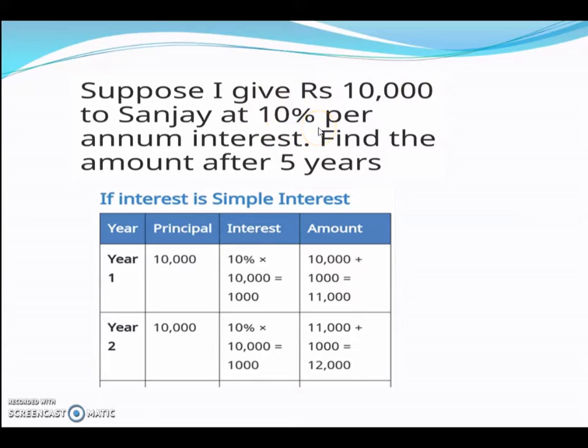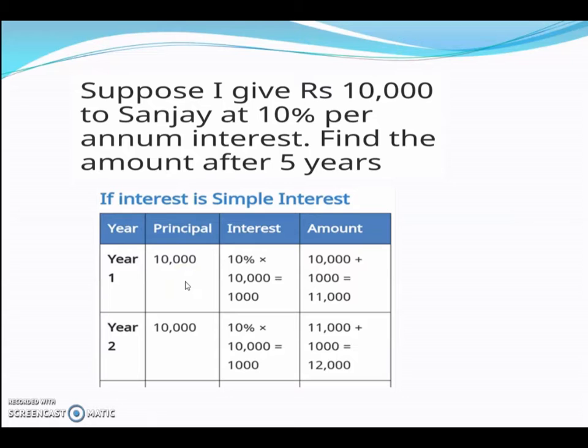10% per annum is the interest. Per annum means yearly, per year. After every 1 year, 10% interest will get added to this initial amount, that is 10,000. And this 5 years is the time period. That is, after 5 years, what amount I will be getting, that is what I have to find out. So the initial amount is 10,000, that is your principal.